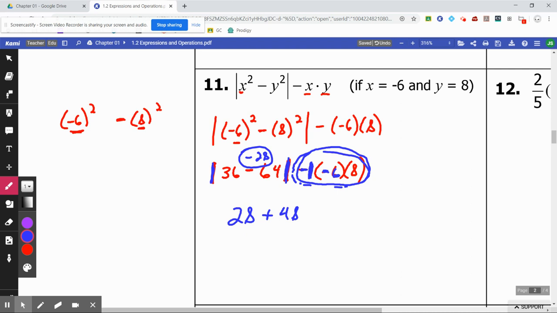Now, a lot of people do it like this. They'll leave the negative sign. Let me erase some of this.